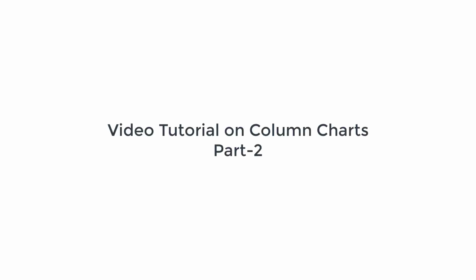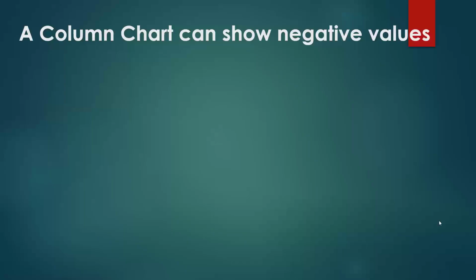This video tutorial is part 2 of column charts. So if you have not watched part 1, please watch that first. So we'll continue with different types of column charts. In this part, we will look at column charts with negative values, column charts with more than one quantitative variable, 2, 3, and also a column chart with an ordinal categorical variable.